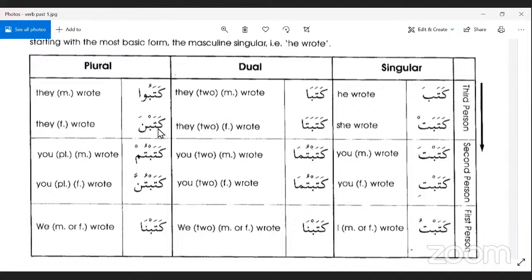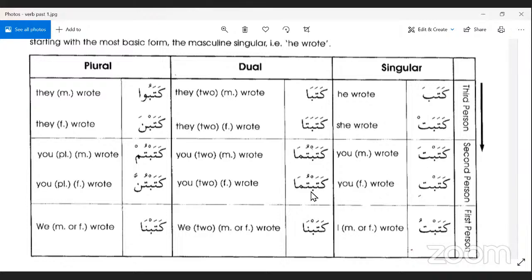From the sixth form, from katabna, you put the third letter with a sukoon and you add the noon, which means they all wrote. Then from that form onwards, you have katabta, which means you wrote. Katabtuma, you both wrote. Katabtum, you all wrote. Katabti, you one female wrote. So katabti, having a ta with a kasra, means you one female wrote. And katabta means you one male wrote.